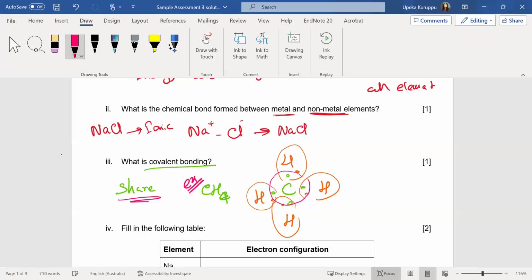So this is an example, and the ionic bond was an example too. Any questions so far? Yes, CH4 is methane. It is just an example, okay? Any question?